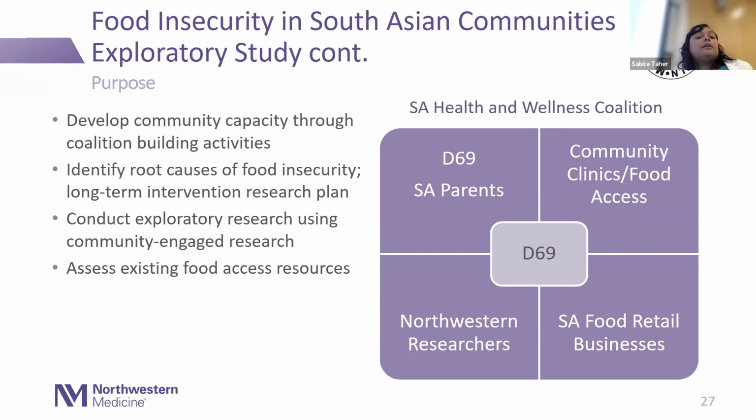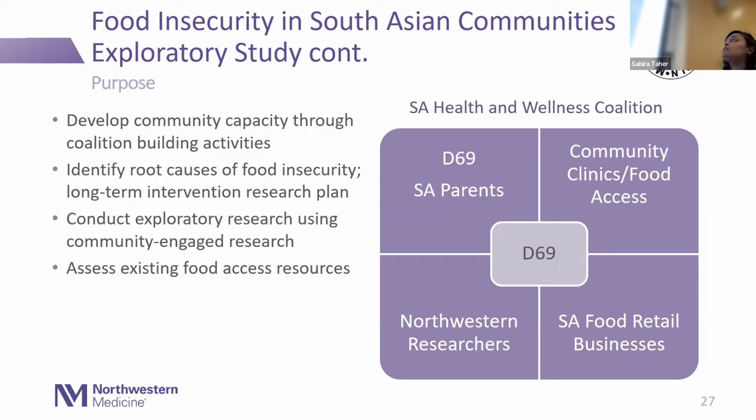We conducted exploratory research using principles of community engaged research, and we assessed existing food access resources and generated an asset map. And you can see on the right-hand side that this is the South Asian Health and Wellness Coalition that we put together. We met about 5 times this past year and engaged in several different types of activities to assess the problem of food insecurity. We talked about principles of community engaged research and really collaborated on this entire study.